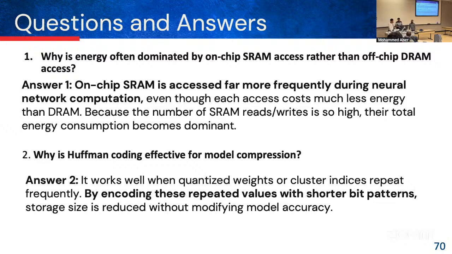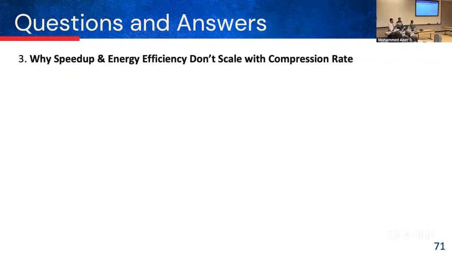Okay, go next. The last question is why speedup and energy efficiency do not scale with the compression rate that much. Suppose you compress around 49 times, but the energy and speedup is around 4 or 5 times.